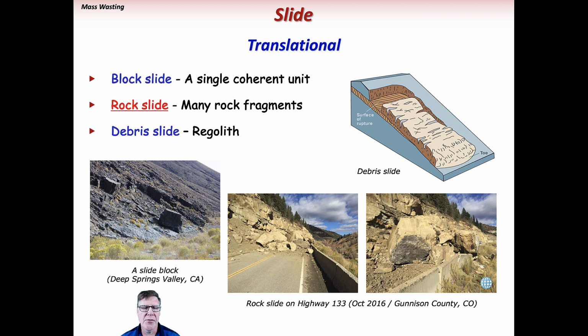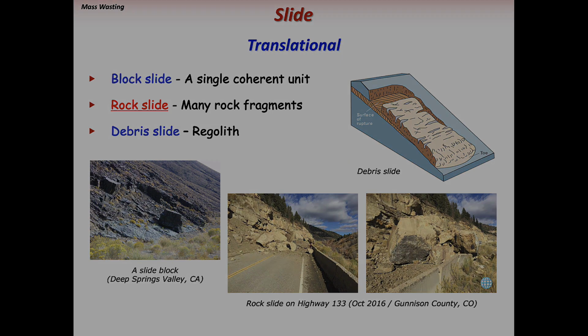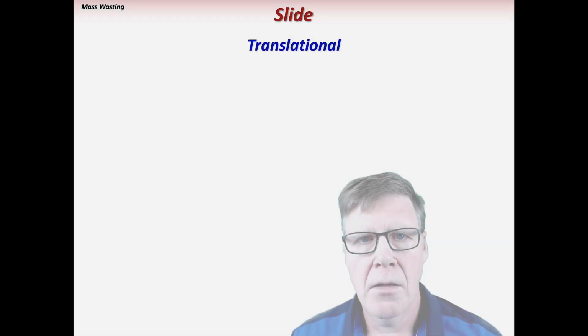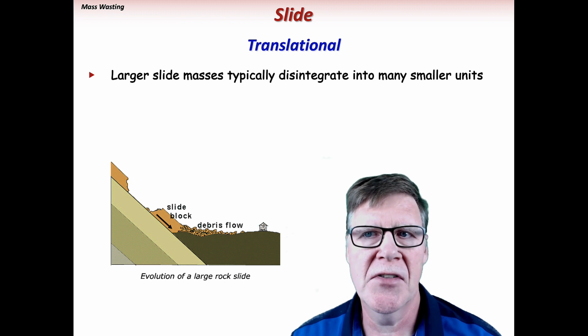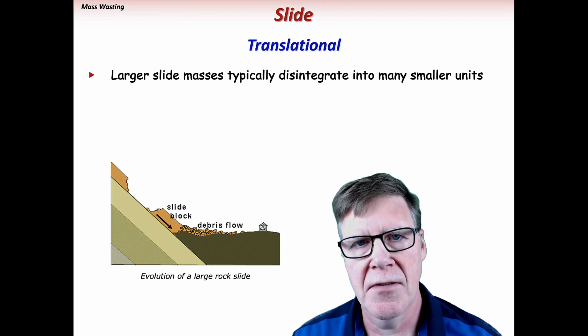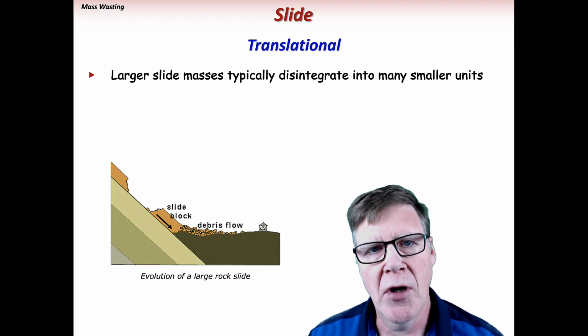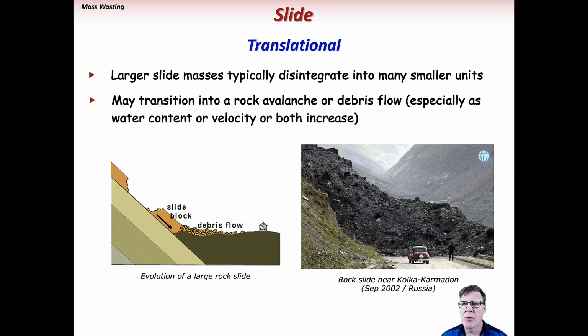Translational slides are hazards that need to be considered in the construction of roads and buildings. The 2016 rock slide on Colorado Highway 133 is a great example. Larger slide masses typically disintegrate into many smaller units. What may start as a block slide may transition into a rock slide, then a rock avalanche, or even a debris flow. This transition is aided with higher water contents and higher movement velocities.